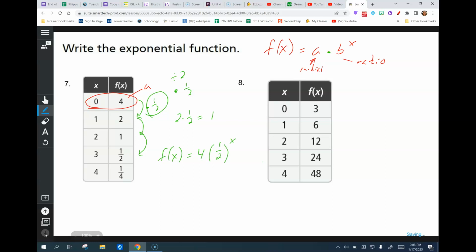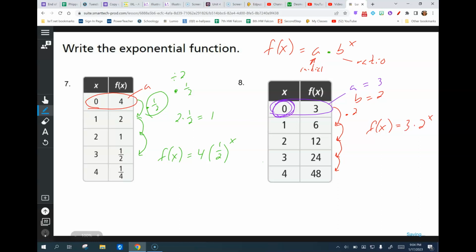Okay, try this next one on your own. Pause your video and write the exponential equation for this table. Go. So again, we know our initial value right here, where x is equal to 0. So a is equal to 3. Now we have to see what happens every time. What do I do to 3 to get 6? Multiply by 2. Do I multiply by 2? Do I multiply by 2? So my ratio, b, is equal to 2. So f of x is equal to 3 times 2 to the x.